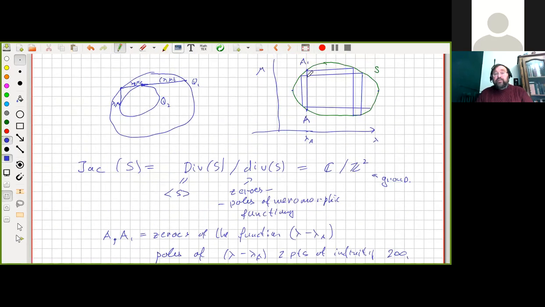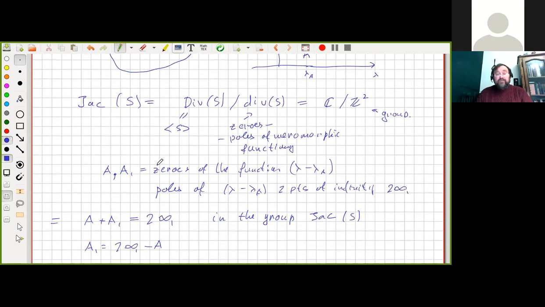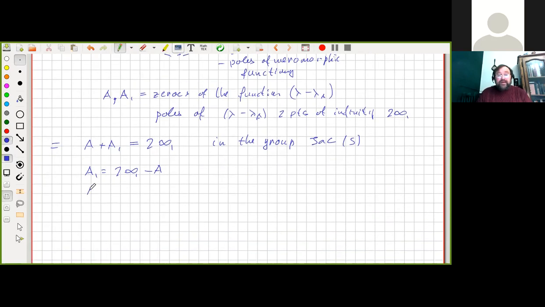For the same reason, when you pass from A1 to A2, A2 equals two infinity two minus A1. Maybe I should write, instead of infinity one, infinity lambda. So infinity lambda means a point where lambda becomes infinite, and this is infinity mu. So A2 is equal to two infinity mu minus two infinity lambda plus A.